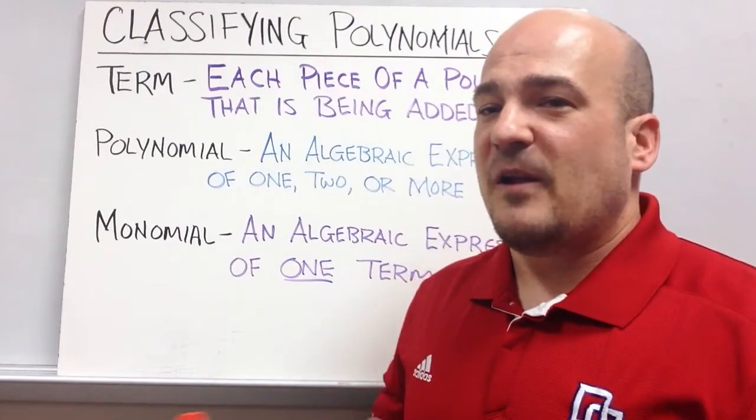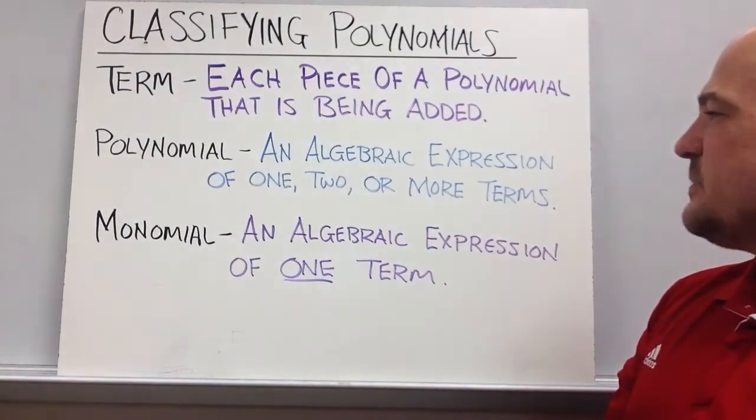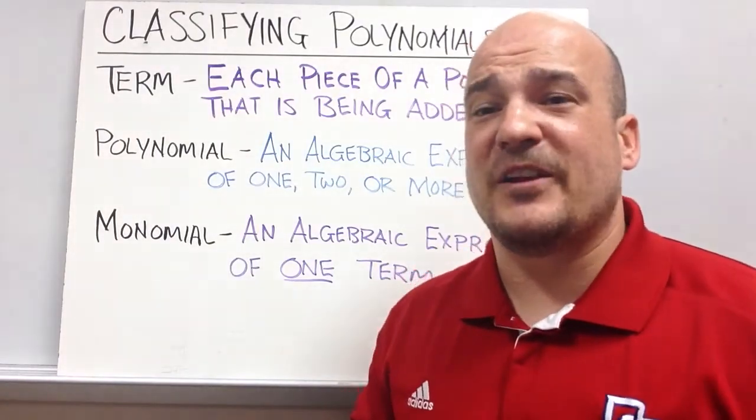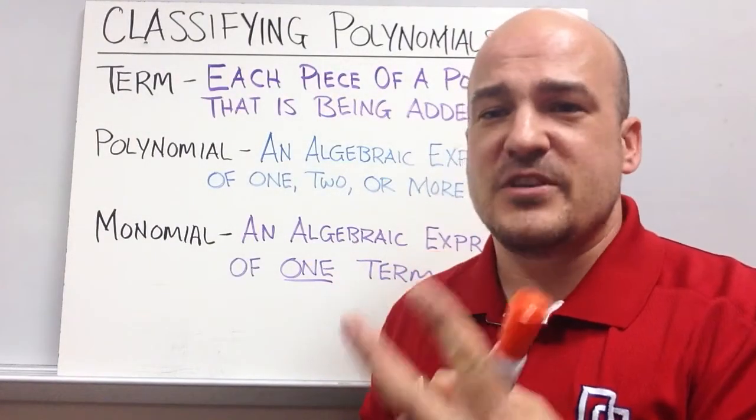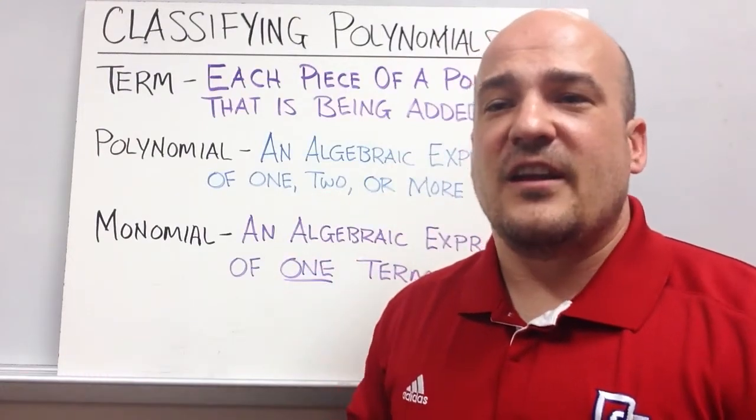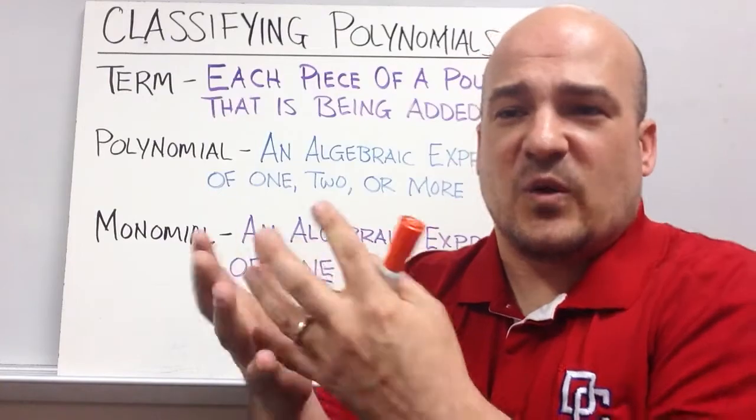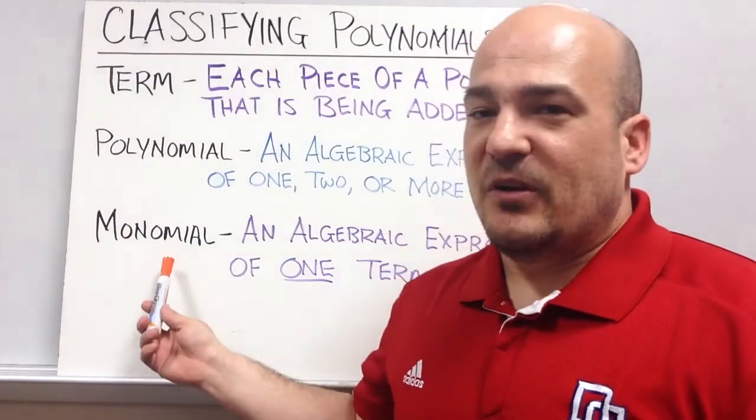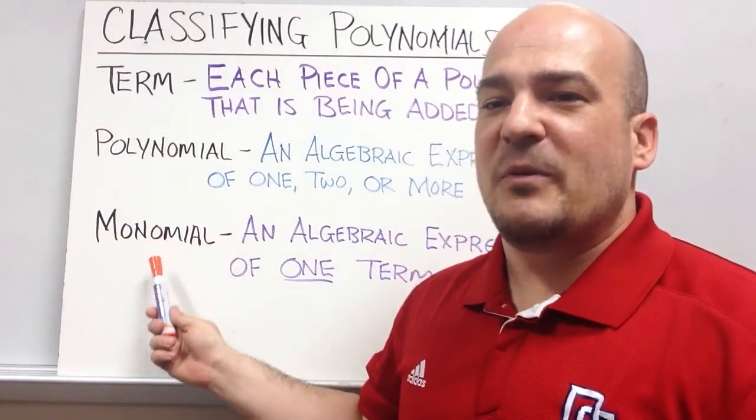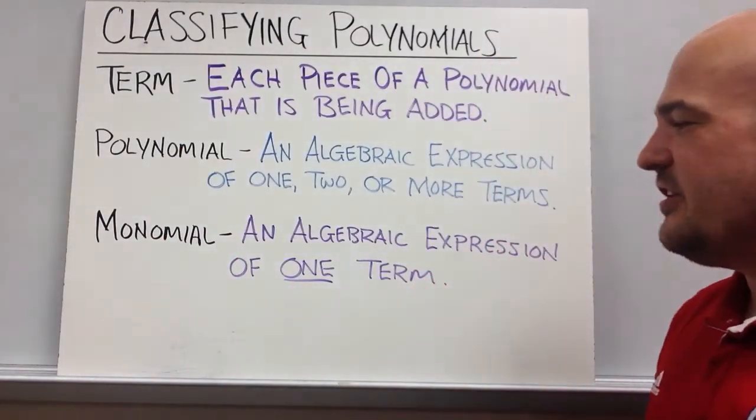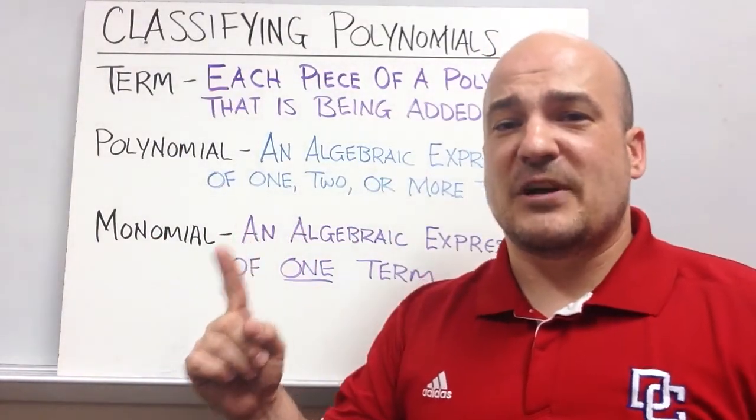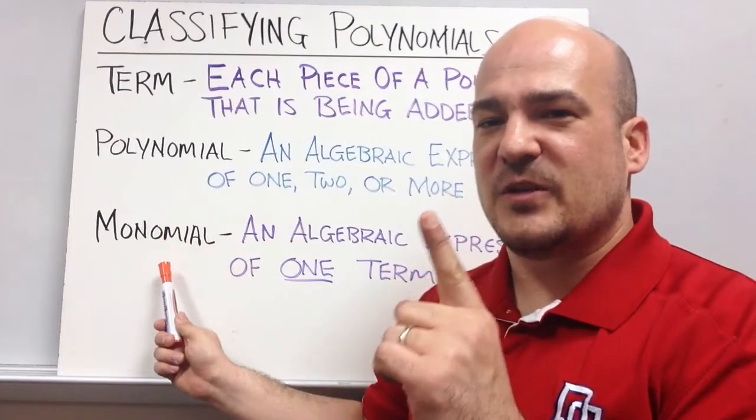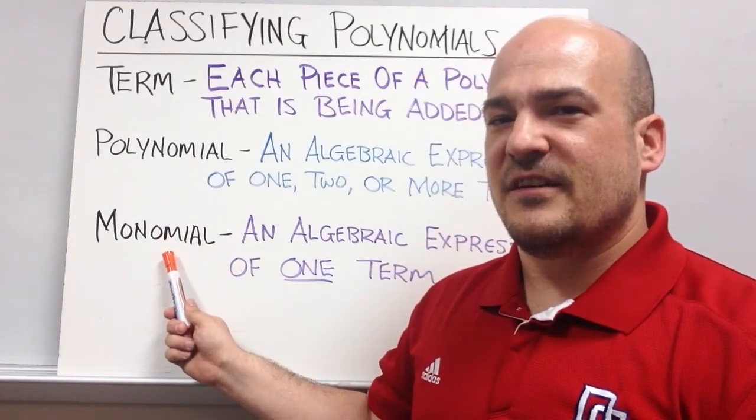That brings us into the definition of polynomial. A polynomial is an algebraic expression of one, two, or more terms. So a polynomial could have one term, two terms, three, four, five, ten, a hundred. A polynomial is made up of one or many terms. One type of polynomial is a monomial. A monomial is specifically an algebraic expression of one term. If there's an expression with only one term, that's a monomial. So that's a type of polynomial, but it only has one term, so it's a more specific definition. Let's talk about some more.